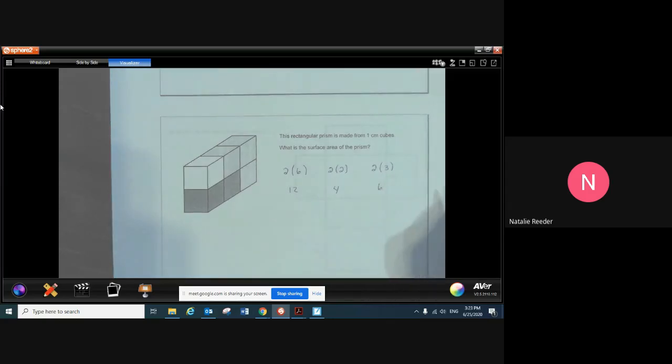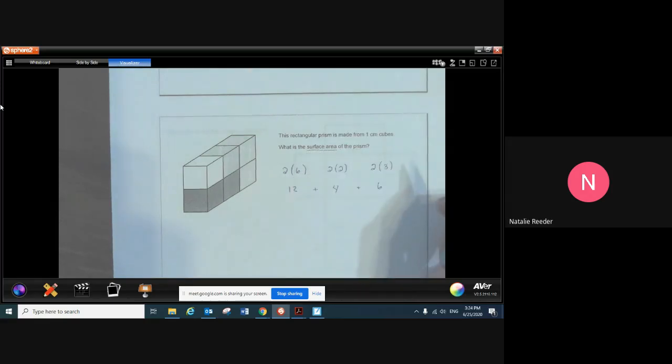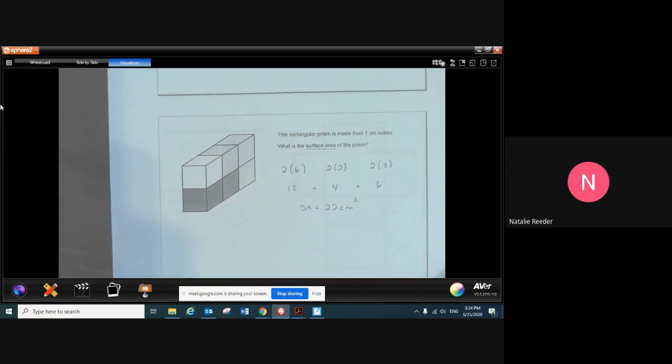That gives me 6. Well, if I just add all of that together, then that would give me the surface area of the whole prism. So the basic concept of surface area is you find the area of each side and then you add them together. 4 plus 6 would give me 10, and 10 plus 12 would give me 22. So 22 centimeters squared would be the surface area, and we use SA to represent surface area. So the surface area of our rectangular prism is 22 centimeters squared.